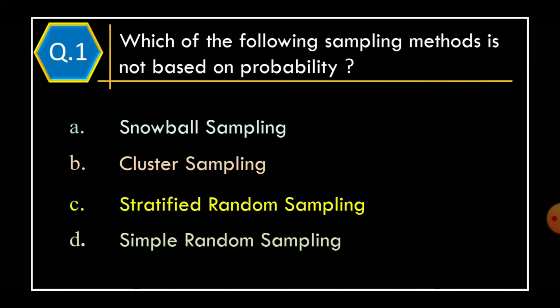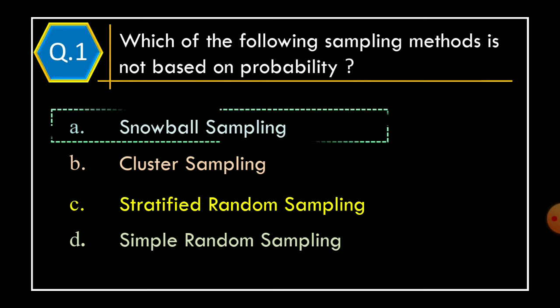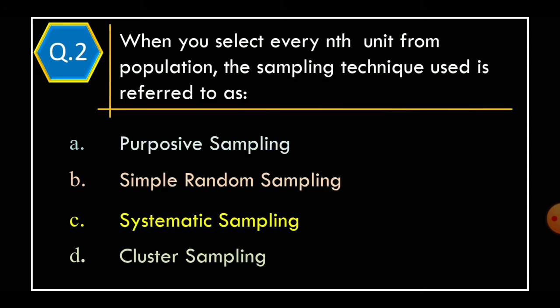Question 1. Which of the following sampling methods is not based on probability? Option A, snowball sampling. Option B, cluster sampling. Option C, stratified random sampling. Option D, simple random sampling. And correct option is option A, snowball sampling.